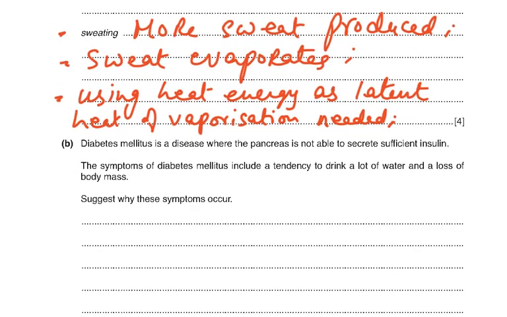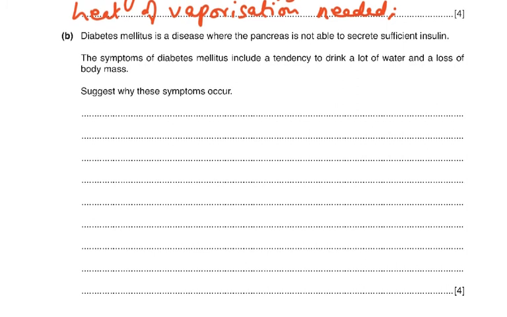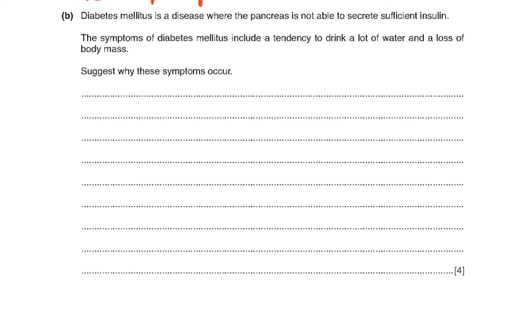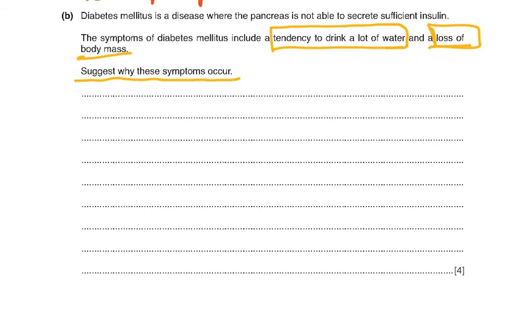Then we come to the next part of the question, part B. Diabetes mellitus is a disease where the pancreas is not able to secrete sufficient insulin. The symptoms of diabetes mellitus include a tendency to drink a lot of water and a loss of body mass. Suggest why these symptoms occur. Number one, why do people who are diabetic need to drink a lot of water? And why is there loss of body mass? So let's try to understand this now.